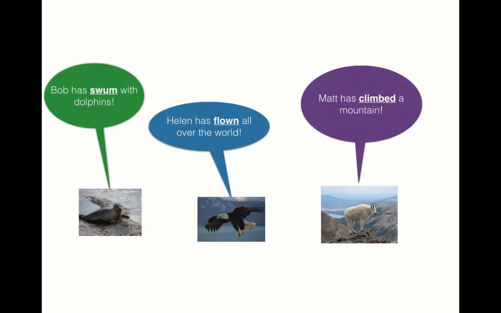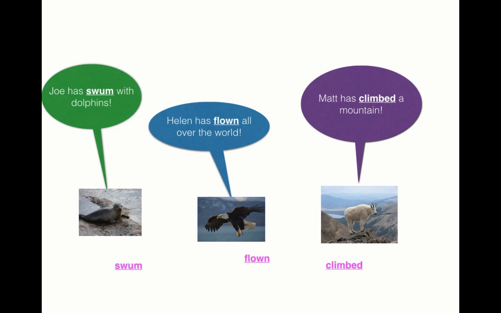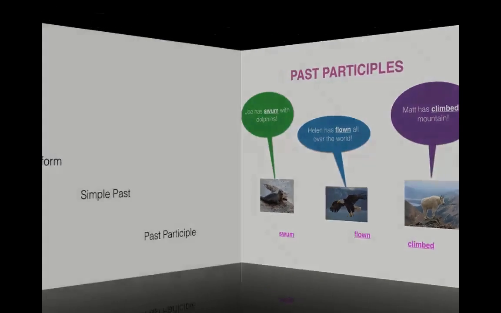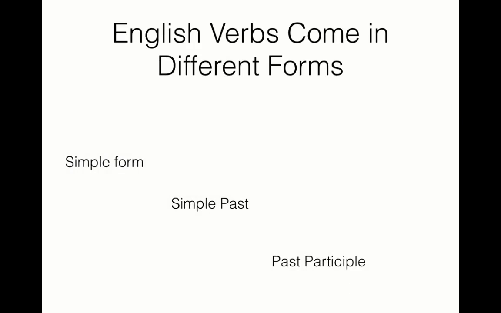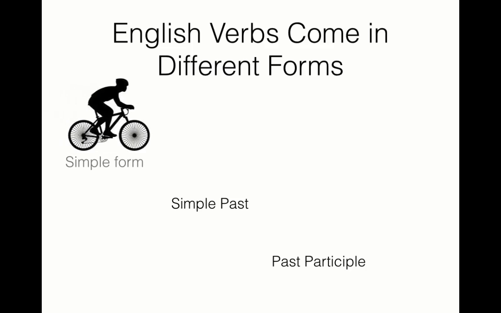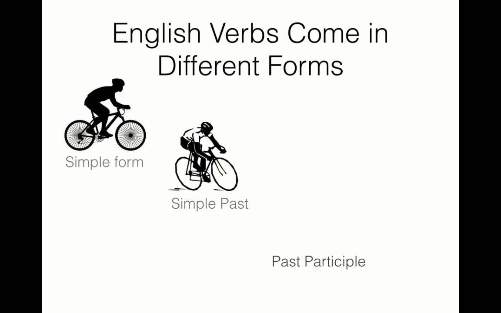In this lesson, we're going to focus on these verb forms that you see underlined. Swum, flown, and climbed are all examples of past participles. To understand what a past participle is, it's important to know that English verbs come in different forms, like the simple form, the simple past, and the past participle.